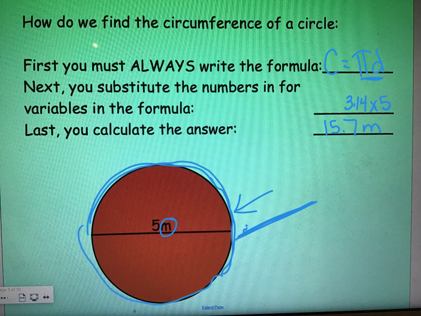So when you look at this, if your circle is straight 5 across, going around the shape is going to be about 3 times bigger, which is 15.7. So that's a really good way to estimate too. You know pi is about 3, so you should be able to say, well, the diameter is 5, the circumference should be about 3 times bigger, because no matter what your diameter is, you're always taking it times 3.14.